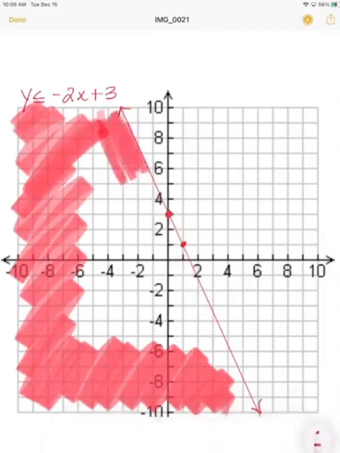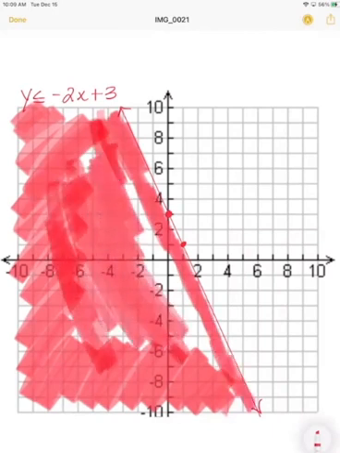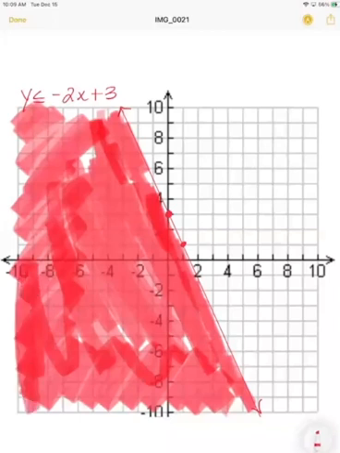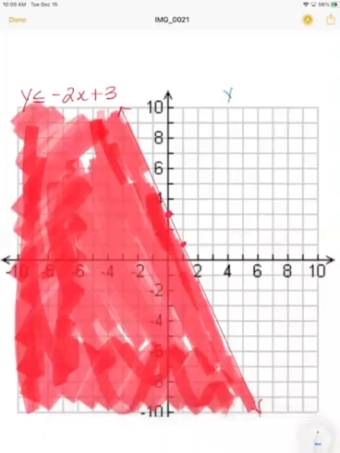I'm not supposed to go over the line, but if it does a little bit, please forgive me. All right, so all of this is a shaded area. Now I'm going to go ahead and do my other line in blue. I'm going to write it up here: y is greater than 1/2 x minus 2.